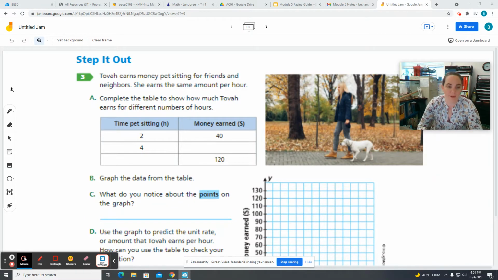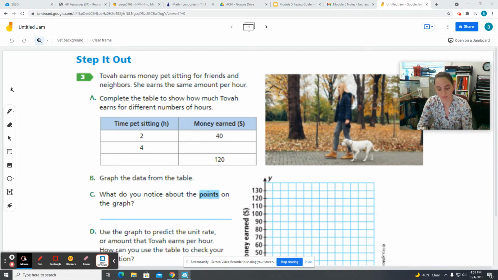Okay, so we have Tova. Tova earns money pet sitting for friends and neighbors. She earns the same amount per hour, so her rate is the same. We're going to complete the table to show how much Tova earns for different numbers of hours. If her hourly rate is the same, we should be able to use the pattern that we used from task 1, very similar to the table in task 1.